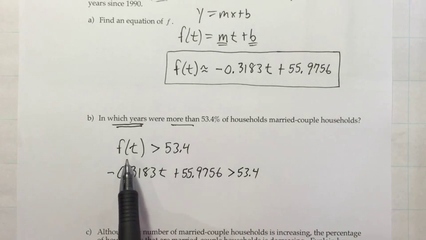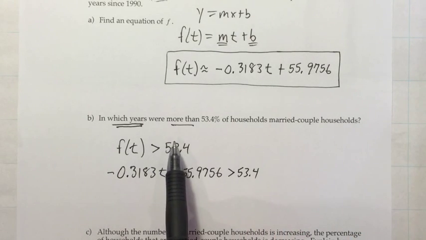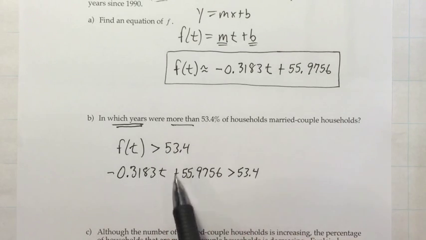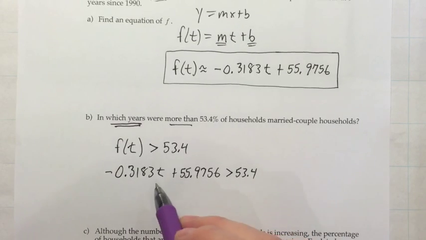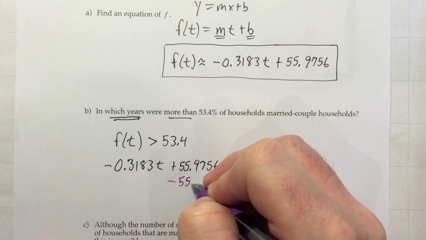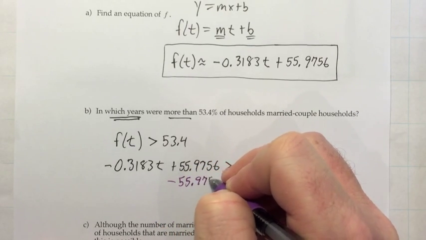So I started off with the f of t because they were talking about the percentage of married couple households, but then I'm substituting in what f of t equals so that I can get at the year. From there, it's the kind of steps we've been learning in this section, trying to get t by itself. There's a plus 55 here, so let's subtract that 55.9756 from both sides.